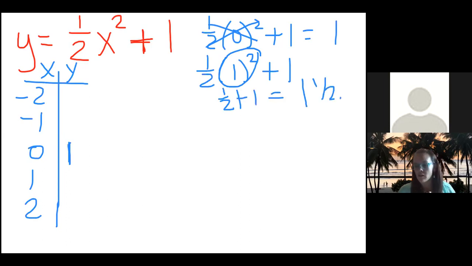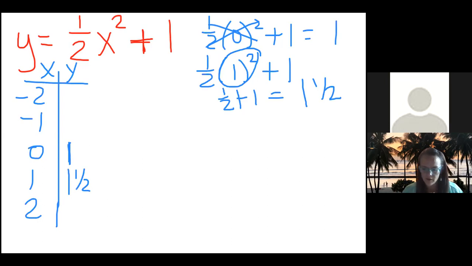Now again, if that is all like, woo, that was way too much, Miss Lewinsky, that I don't get it, just use your calculator, but you have to type it in exactly as it says. So you have to have those parentheses there, you have to have that exponent there. If you don't remember how to do it, please email me and let me know. I can help you put the fraction and the exponent in. All right, so this one is going to be 1.5.